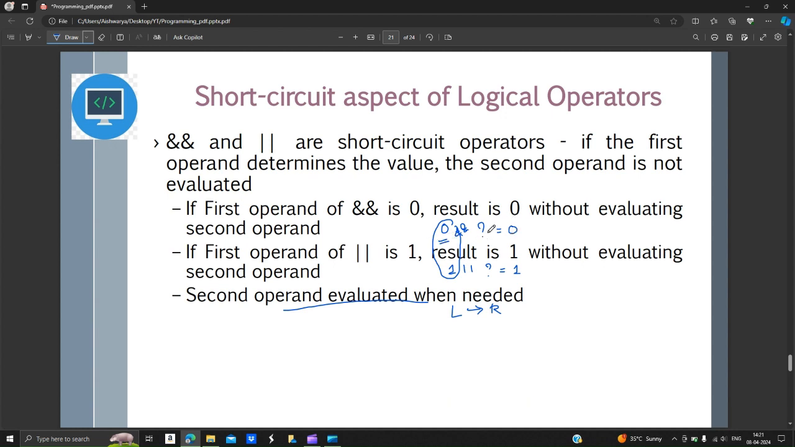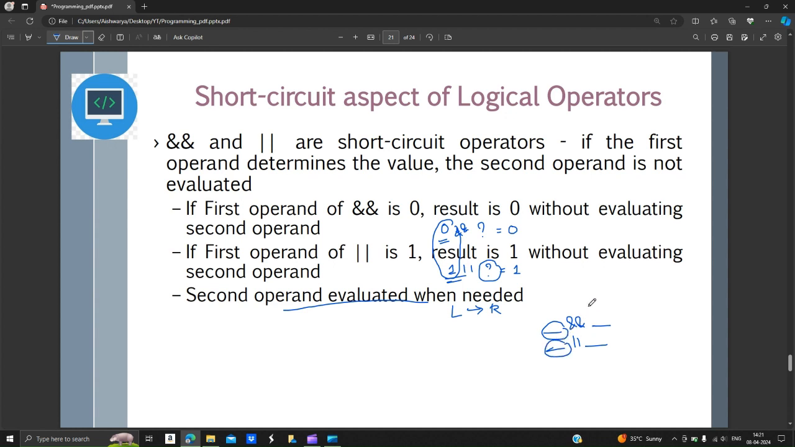But if it is 0, no need to evaluate here. Similarly, if it is 1, no need to evaluate, it is 1. But if it is 0, 0 ORed with 0 is 0 and 0 ORed with 1 is 1. So second operand will be evaluated only if this is 0. Otherwise it is not evaluated at all. By not evaluating the second operand, we know that logical and logical or are binary operators. You have an operand to the left and right of it. Again, these could be a sub expression or just one simple operand.